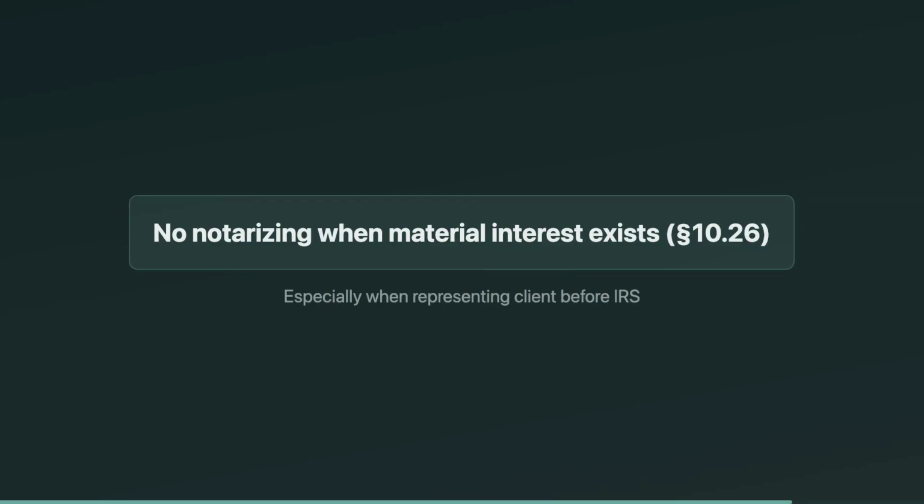Now the notary rule, Section 10.26. You're allowed to be a notary, but you cannot perform notary services for a matter if you're acting as counsel, attorney, or agent in that matter before the IRS, or you have a material interest in it. Translation: if you're representing the taxpayer or you're personally involved in the outcome, you don't notarize related documents. On the EA exam, material interest is the key phrase.